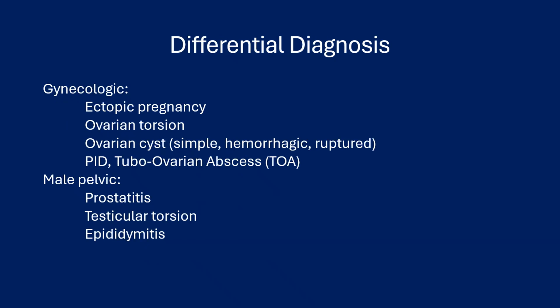Differential diagnosis, gynecologic: ectopic pregnancy, ovarian torsion, ovarian cyst, which can be simple, hemorrhagic, or ruptured. Pelvic inflammatory disease. You can also see, less commonly, tubo-ovarian abscess on those exams. Male pelvis: prostatitis, testicular torsion, epididymitis. Certainly epididymitis is more common than testicular torsion.